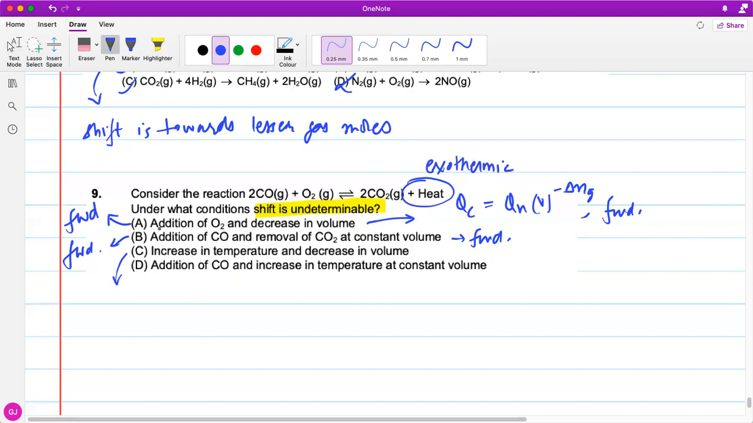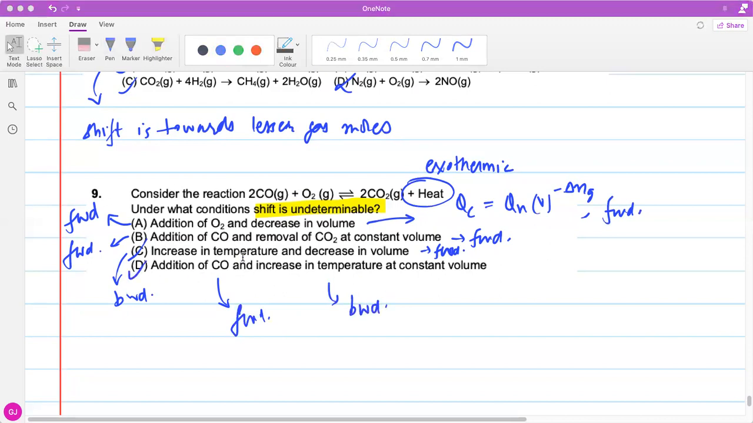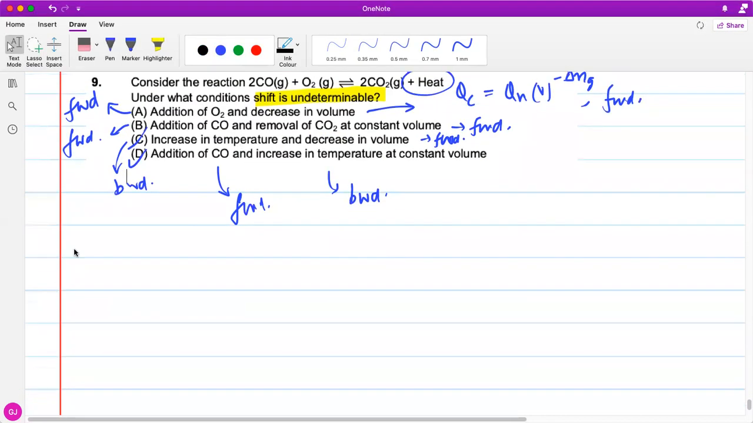So the increase in temperature is going to shift the equilibrium where? It is going to shift the equilibrium in the backward direction. And decrease in volume, we just identified above that it was forward. So yes, there is a contradiction, and this means that C option, the shift is undeterminable. Addition of CO is going to shift the equilibrium forward, and increasing temperature, as we just discussed, is going to shift the equilibrium backward. So contradiction appears, and hence D option will also become part of your answer.